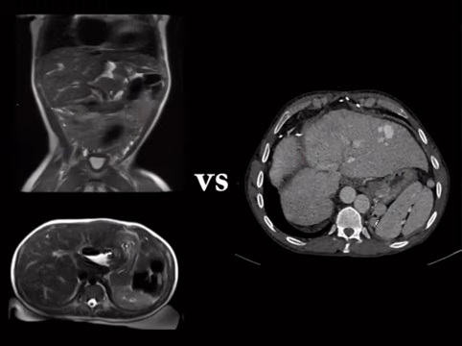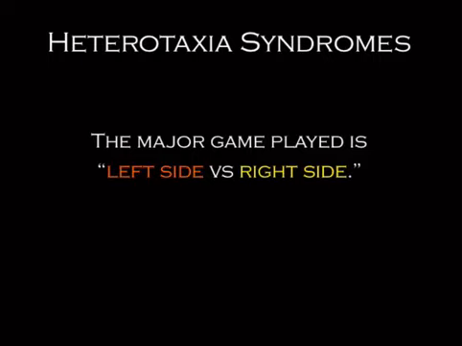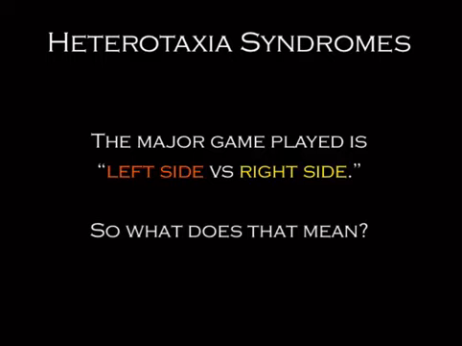What we're seeing over here first is too many spleens. So this is a polysplenia case. You notice something weird's going on here, right? And then over here, looks like we don't have a spleen. So this is our asplenia case. What these are is these are heterotaxia syndromes. Now, when you're looking at heterotaxia syndromes, the majority of the game that is played is this left side versus right side. So what exactly does that mean?